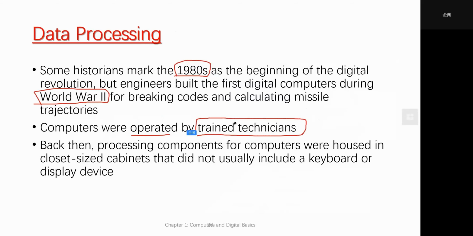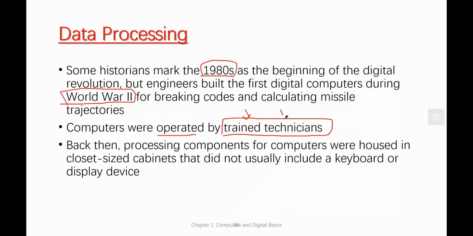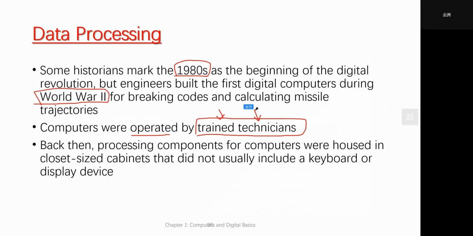It was only operated by well-trained people, not like today, where everyone in human life uses them, right? Only well-trained people could operate these computers to do some specific tasks. So back then, the processing components for computers were housed in closet-sized cabinets that didn't usually include a keyboard or display devices.